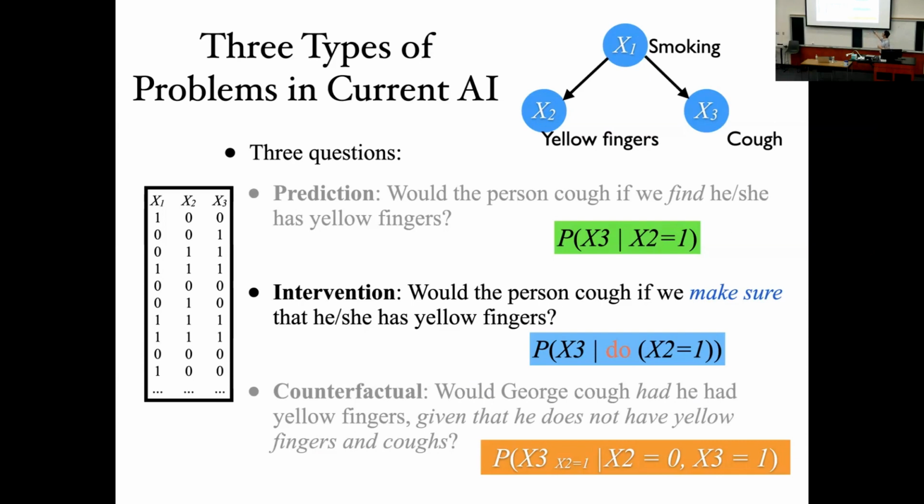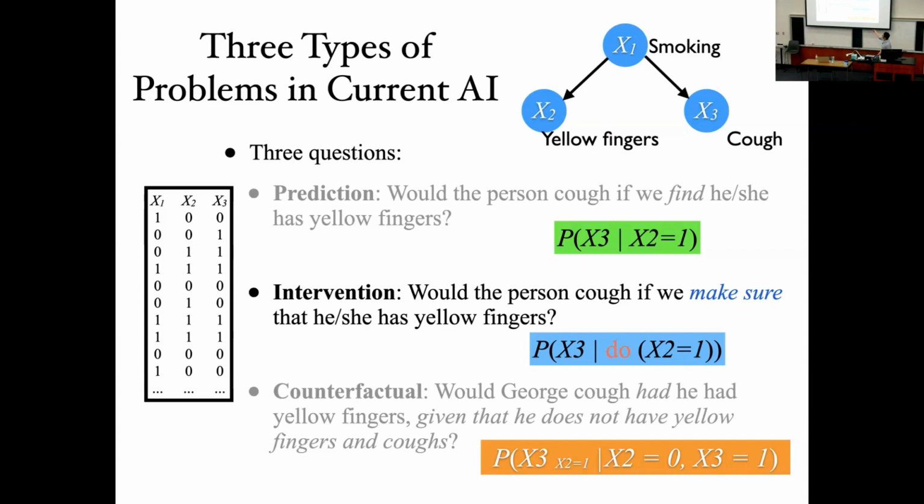In this case, first of all, if you ignore the evidence, what would you say? If you do an intervention so that George has yellow fingers, the chance for George to cough would be relatively high, right? Because there's a high dependence in the whole population. If you just do an intervention here, then the chance for the person to cough would be relatively high.